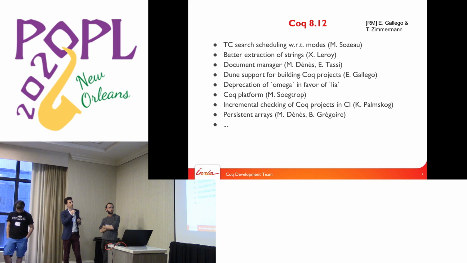So for example, there is an important improvement in type class search. Sometimes the way type class resolution was scheduling its exploration wasn't taking into account modes, leading to just missing some solutions in the end. So this is not integrated but already implemented by Mathieu.